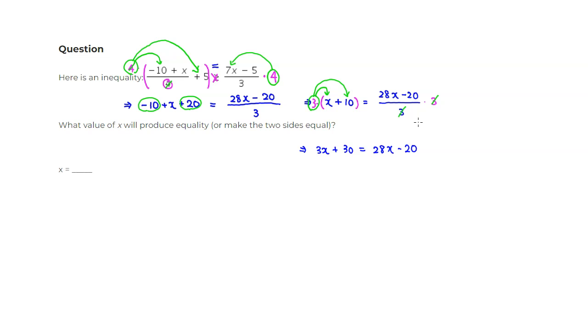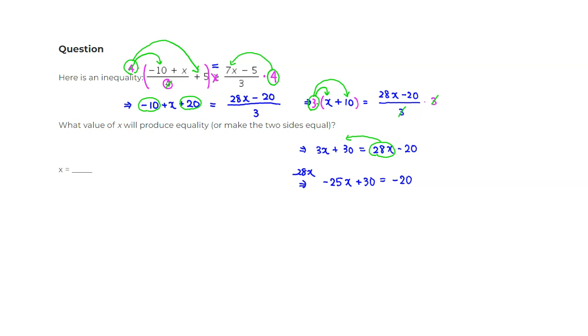Then I'm going to collect the x terms to the left. You can actually collect them to the right-hand side too, which I would usually do, but I'm going to keep the x on the left-hand side. So let's move 28x over to the left-hand side by subtracting 28x. So 3x minus 28x would be negative 25x, and then we still have 30. And 28x minus 28x cancels out, so you still have negative 20.